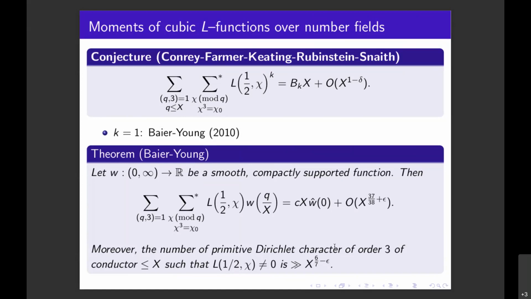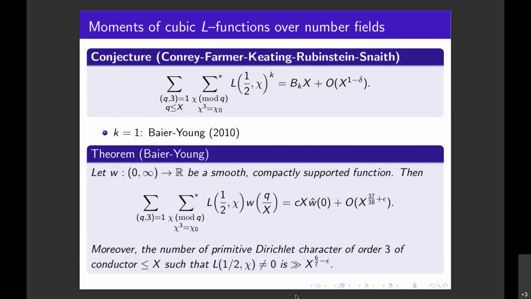Now, in terms of actually computing these moments, these are harder to compute than moments of quadratic L-functions. So here we can only compute the first moments. Let me remind you that for quadratic L-functions, we can compute the first 4 moments. So the first moment was computed by Bayer and Yang. They considered the smoothed first moment.